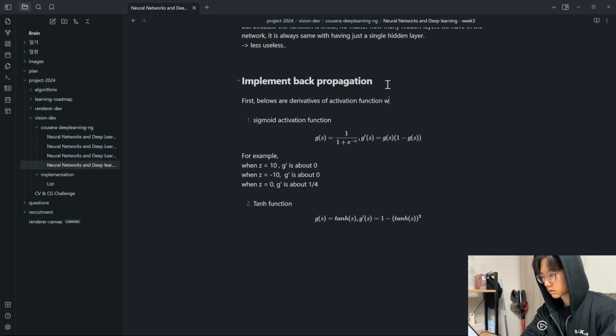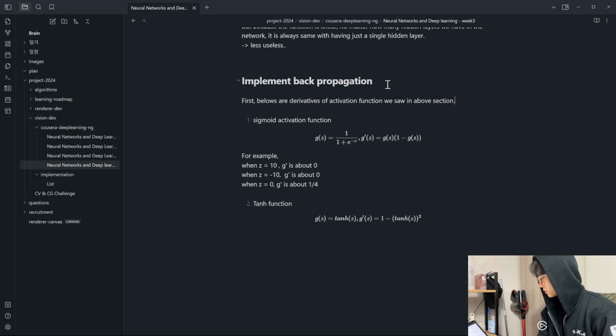Conversely, if z is very small, say z is equal to minus 10, then tanh of z will be close to minus 1. And so g prime of z will be close to 1 minus negative 1 squared. So it's close to 1 minus 1, which is also close to 0. And if finally z is equal to 0, then tanh of z is equal to 0, and then the slope is actually equal to 1, which is actually the slope when z is equal to 0.